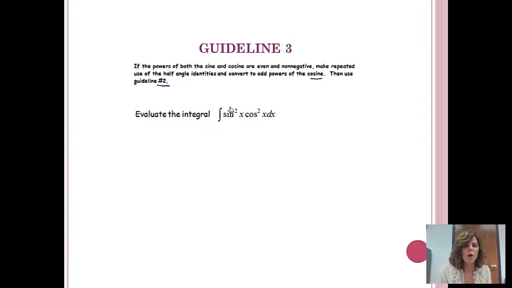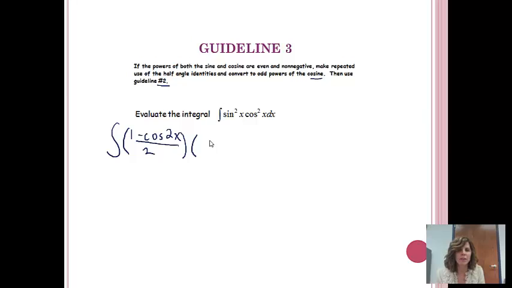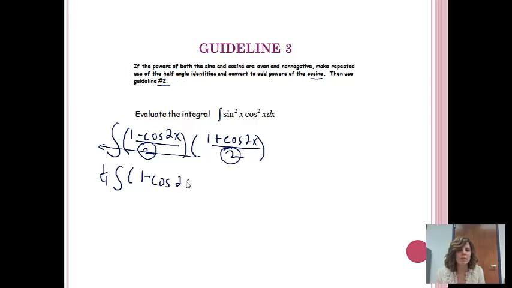So what we're going to start out by doing is changing each of those to their half angle identities. Sine squared x from the previous page was equal to 1 minus cosine 2x over 2, and cosine squared x was equal to 1 plus cosine 2x over 2. Since these 2's are just constants, I'm going to pull them out front. They're both on the bottom, and that will make 1/4, just to make my life a little bit easier. So I'm going to have 1 minus cosine 2x, and then 1 plus cosine 2x.